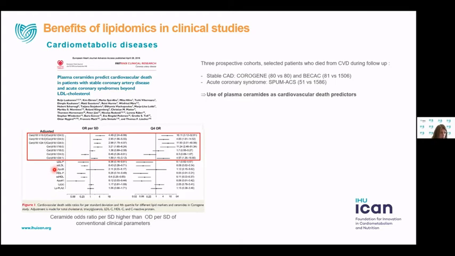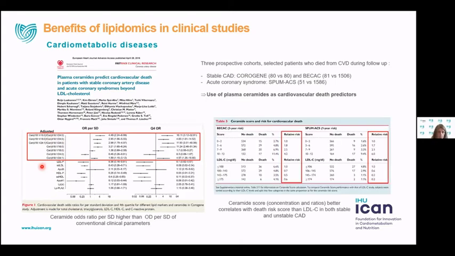And what they've done then is using this ceramide level, they calculated a ceramide score and they stratified their cohorts using this ceramide score. And what they've shown is that stratifying their cohort that way highly correlated with the occurrence of death, while using LDL cholesterol as a stratification factor, the correlation was much less, was worse. And this was true in both stable and unstable coronary artery disease.